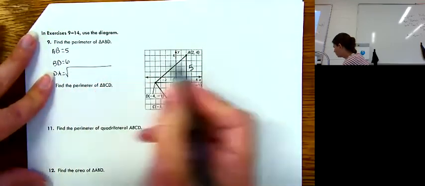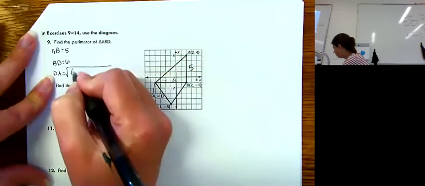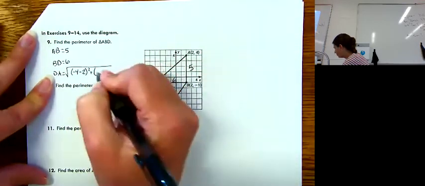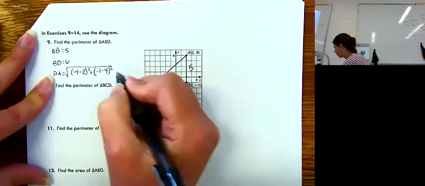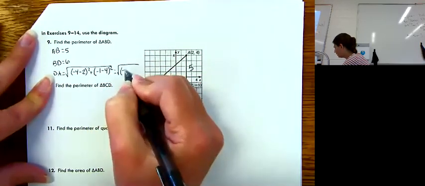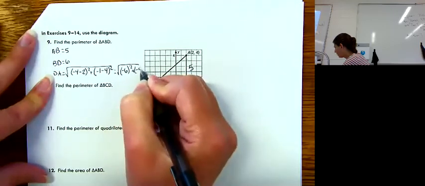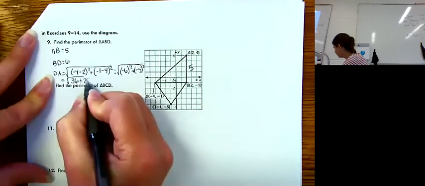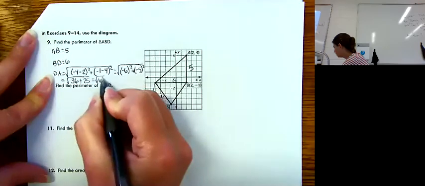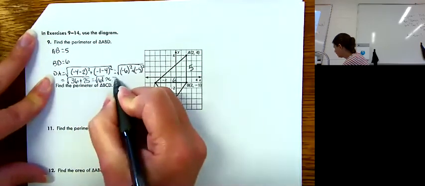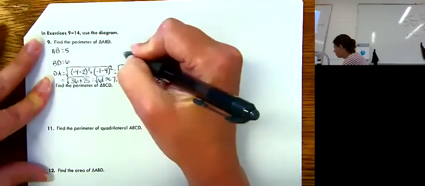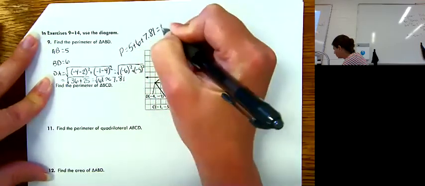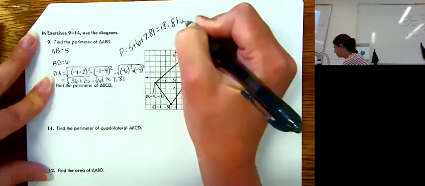So we're going to do the square root of -4 minus 2 squared plus the difference of our y's, -1 minus 4 squared. So we're going to get the square root of -6 squared plus -5 squared. So we're going to get the square root of 36 plus 25. So we get the square root of 61. So if we put that into our calculator, that is about 7.81. So we can find the perimeter by adding all those together. So we get 18.81 units.